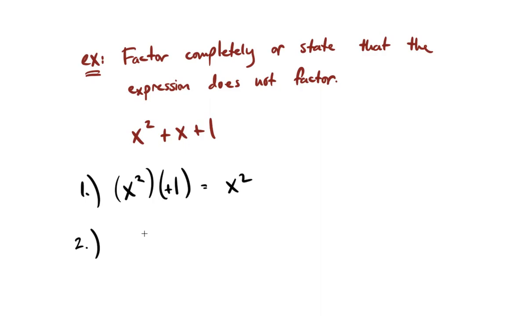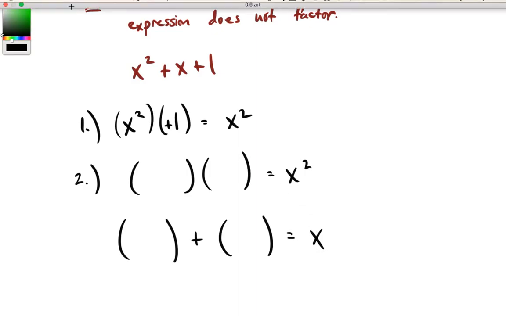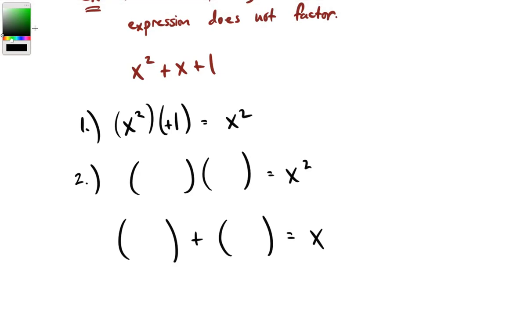And then the second step, which is the hard step, we want to try and find two things that multiply to give us x squared and then combine to give us the middle term, which in this case is just x. Now, remember, we want to find something such that what goes in these first spots matches and what goes in these second spots matches.